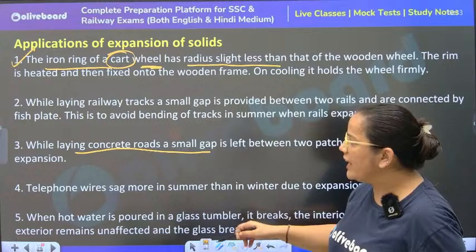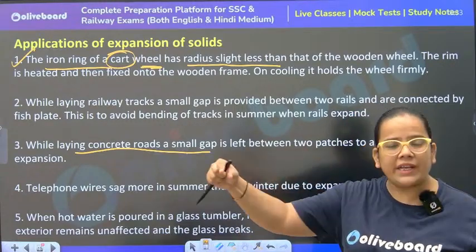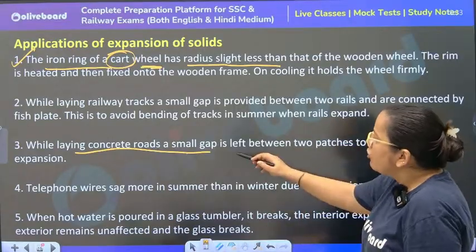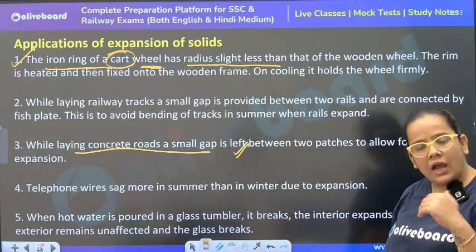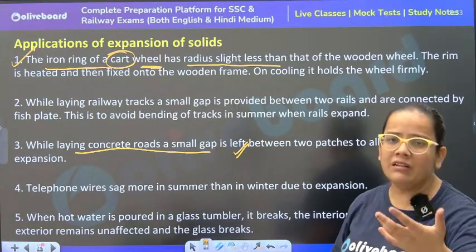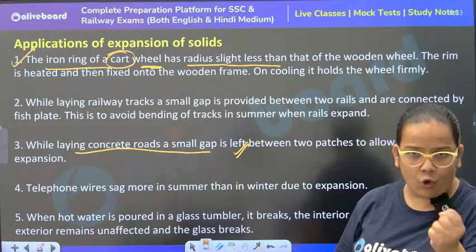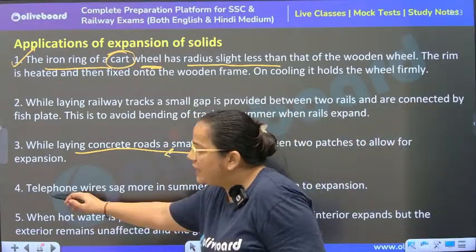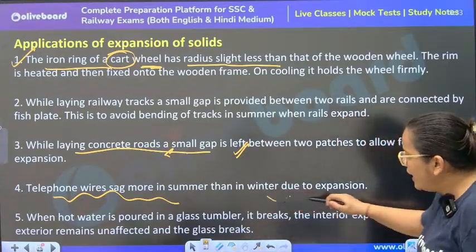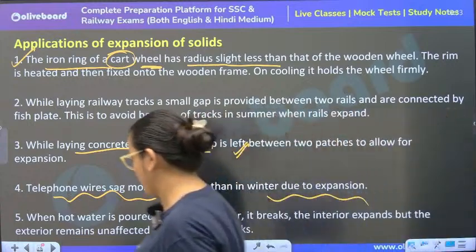While laying concrete roads or bridges, a small gap is always left at a particular distance. Again, the reason is thermal expansion, because in summer the metal expands and in winter the metal contracts. Telephone wires sag more in summer due to expansion, and in winter they contract.